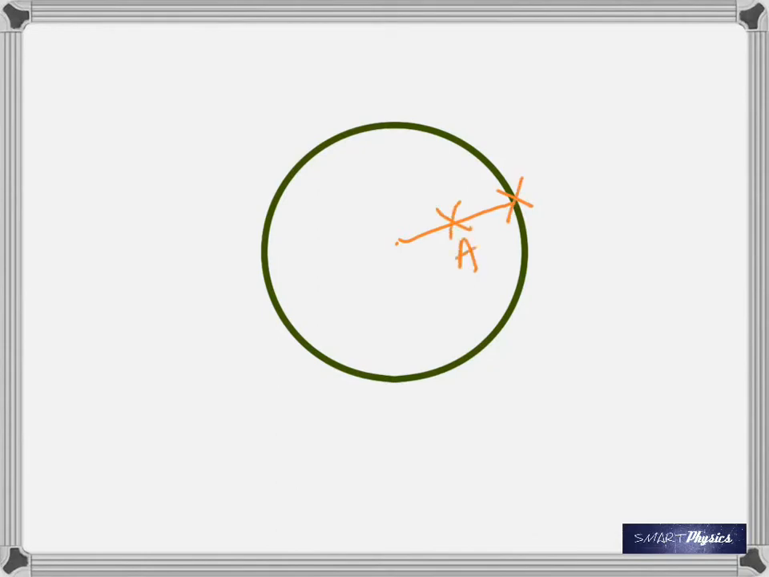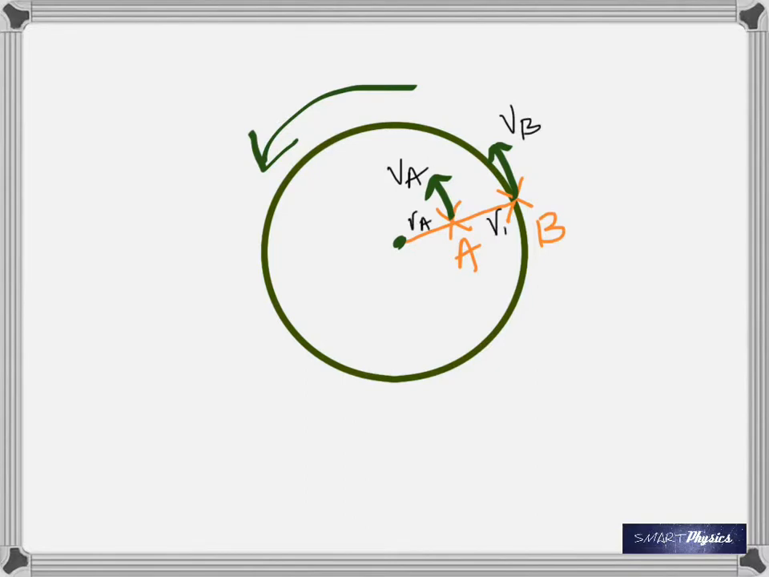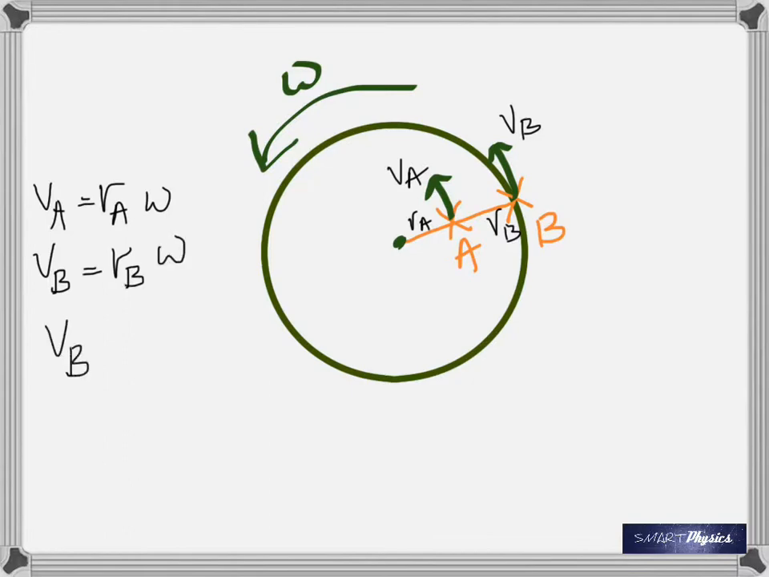I talked about this. It's a repetition, A and B. Which one has the higher linear velocity, VA or VB? VB, because the radius RB is greater than RA, so VB is greater than VA. Okay, simple. We have talked about this.